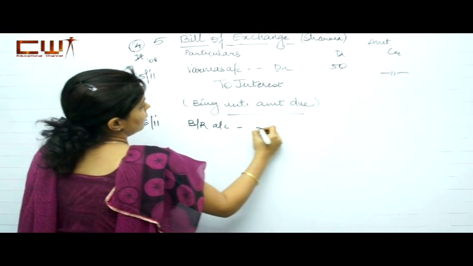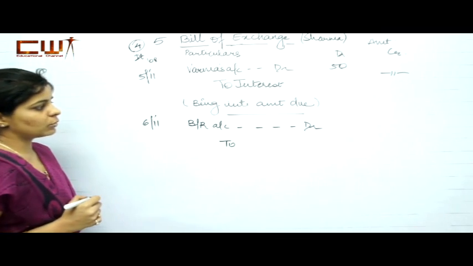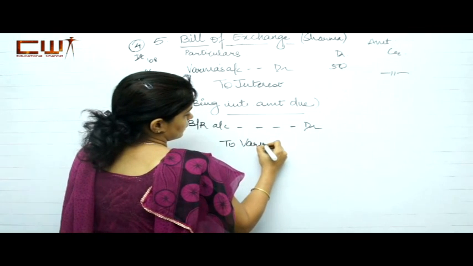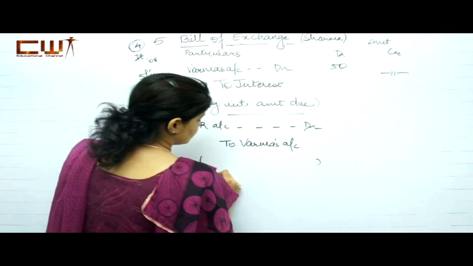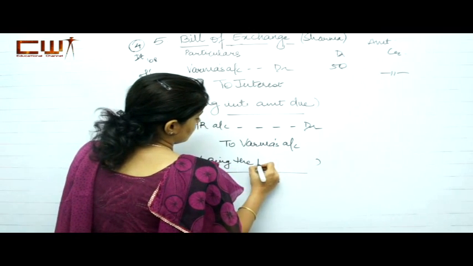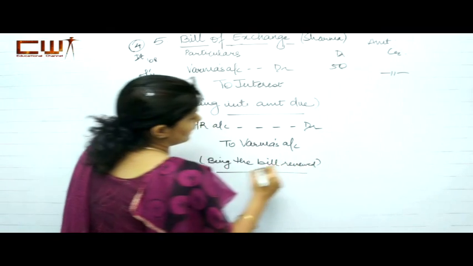Bills receivable account debited to how much, you say? To whom? Verma's account. Again the same entry as the first entry we wrote. Being the bill renewed, that is, new bill has been made.